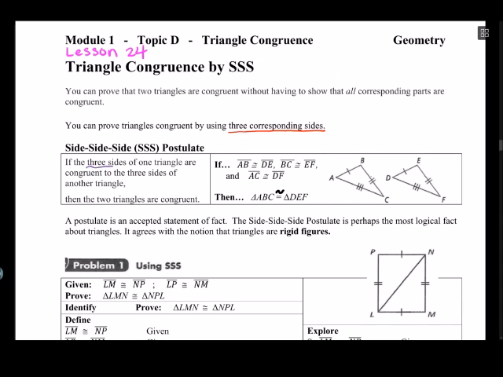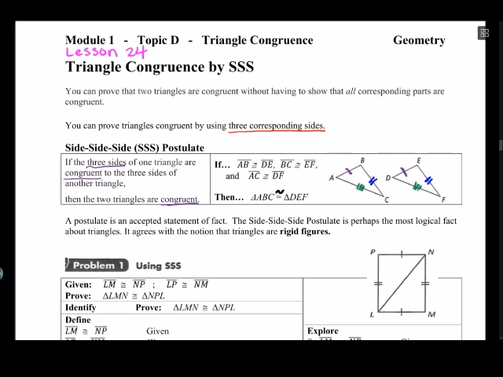If 3 sides of one triangle are congruent to the 3 sides of another triangle, then the 2 triangles are going to be congruent. Now let's take a look at our diagram. So we have, if segment AB is congruent to segment DE and segment BC is congruent to segment EF and segment AC is congruent to segment DF, then we will be able to say that our triangles are congruent.